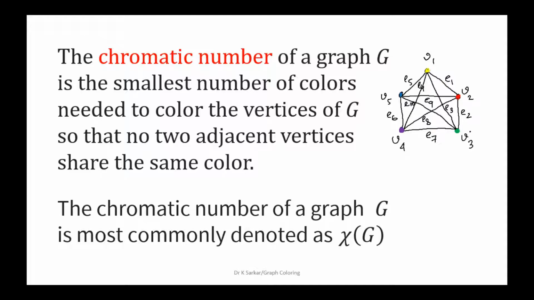Each of the vertices received a distinct color. The minimum number of colors required to color this graph is 5. So the chromatic number for this graph is 5.